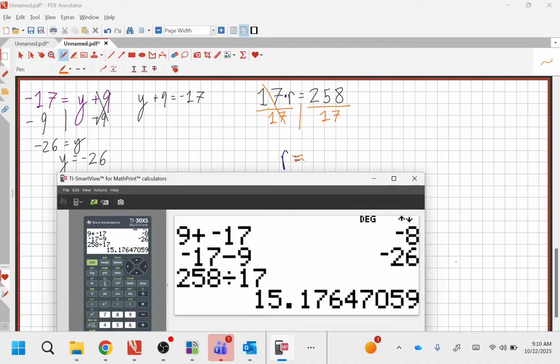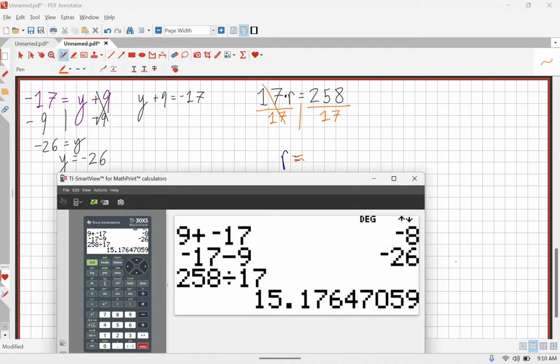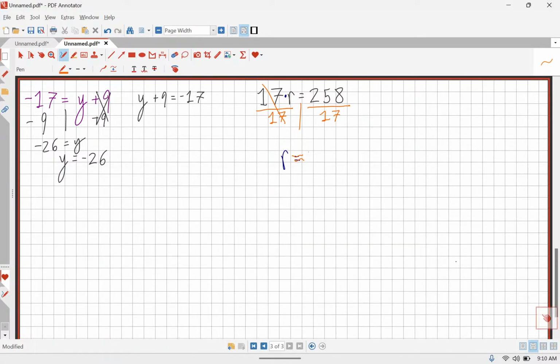I'm going to round it to the nearest thousandth because unless I ask for a fraction, like I give you the numbers as fractions, I want to see decimals. 15.176. My apologies. Did I write that down wrong? Oh, I sure did. That's weird. Okay, no, that's fine.